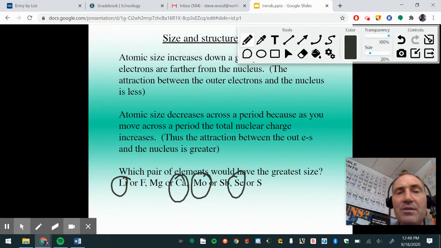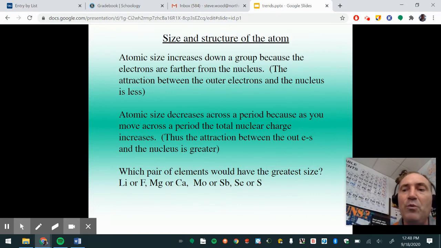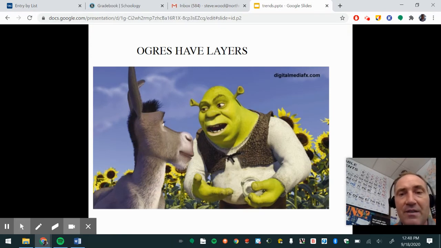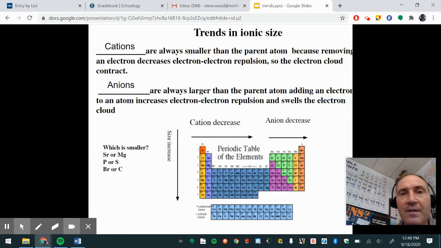So being able to understand relative size and explain it, that's a big deal in trends. Remember, when in doubt, draw it out. Okay, let's keep going. This is great. We talked about ogres having layers. Just think of that epic scene. In class, I might even put that scene on. It is on YouTube. Hopefully you saw Shrek.